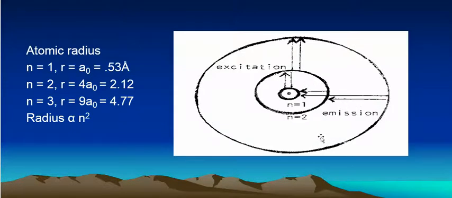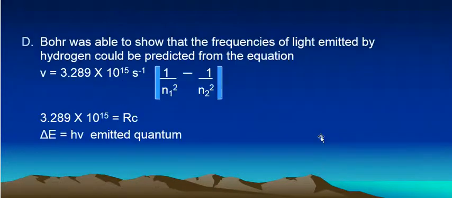So here's kind of what it looked like for the Bohr model. As electrons absorb energy, they get excited, they move to higher levels. So they move further from the nucleus. And as they come back down closer to the nucleus, they emit light. Bohr was able to show that the frequencies of light emitted by hydrogen can be predicted by this equation. This is the same equation we saw earlier, and again I will explain this. This only works for hydrogen, though. It does not work for any species with more than one electron.